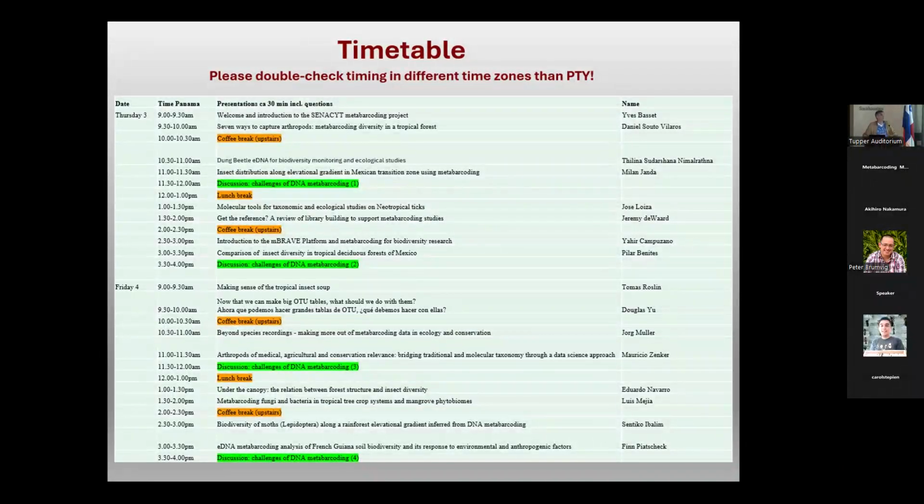Okay, sorry about some of the notes appearing on the screen here.